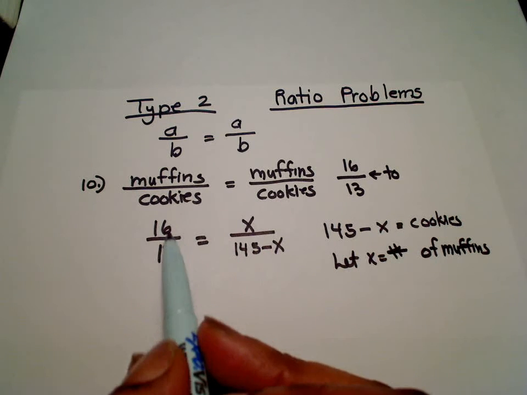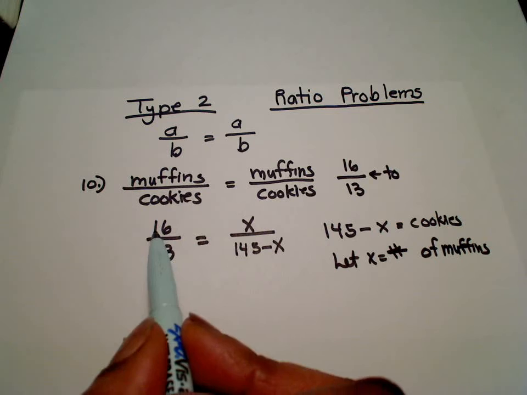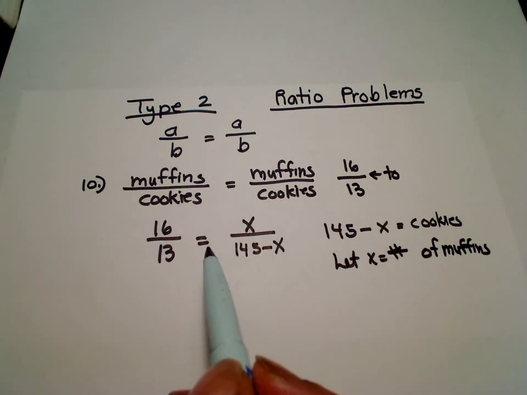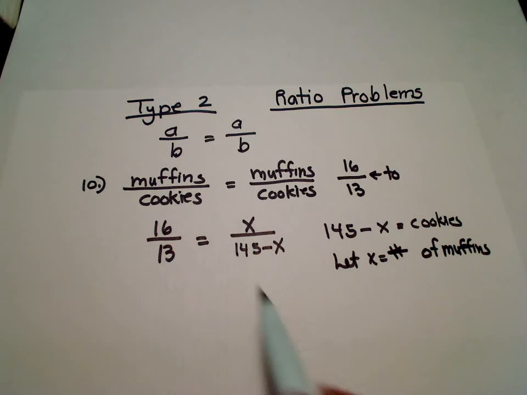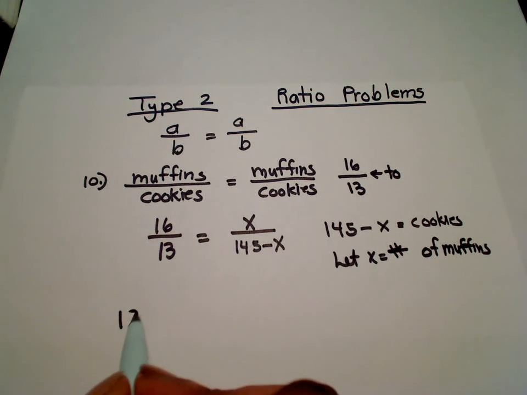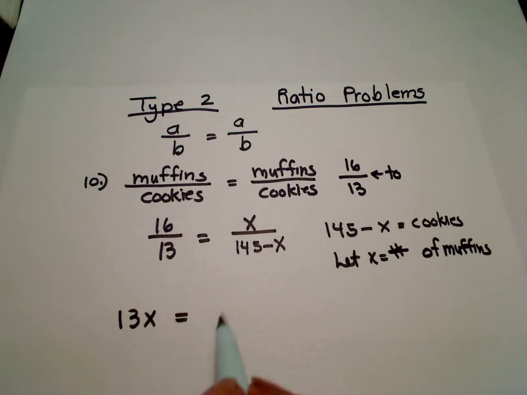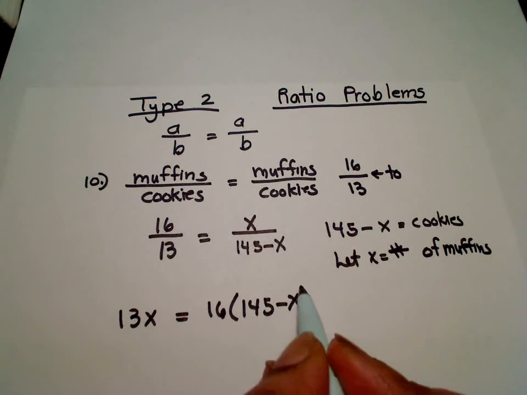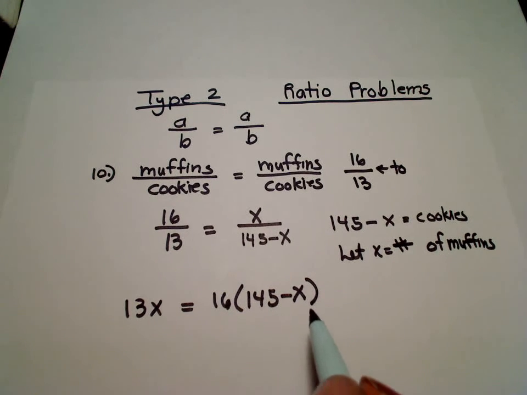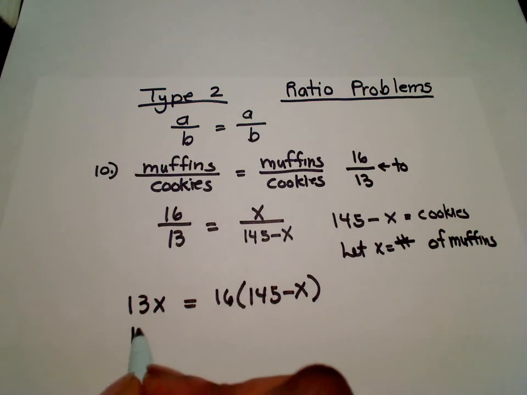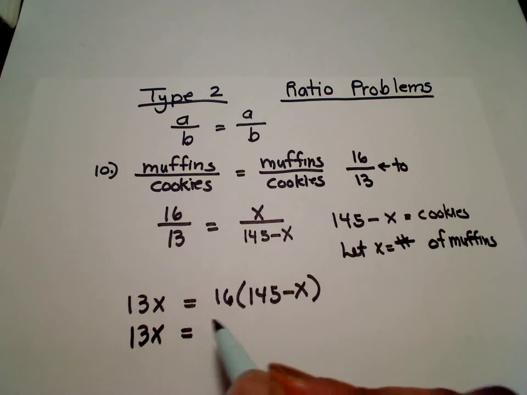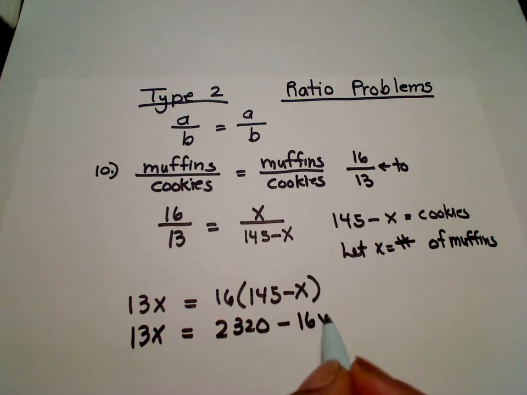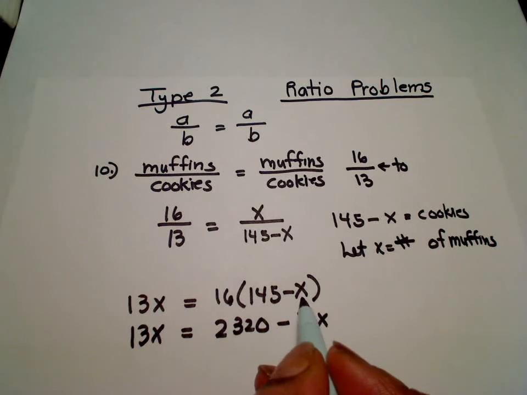So now what I'm going to do, and you can do this with ratio problems, is cross multiply. So that's exactly what I'm going to do with this problem. I can now just cross multiply. So what I would end up with is 13x equal to 16 times (145 minus x). Okay, when you do that, let's get rid of our parentheses. 13x is equal to 2,320 minus 16x. I distributed the 16 to everything inside.